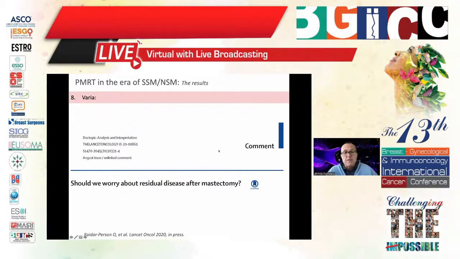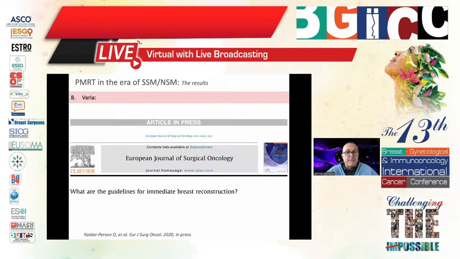This is a comment. Should we worry about residual disease after mastectomy? Yes, we should. We have a lot of experience in patients who were not ideal candidates for mastectomy with immediate breast reconstruction, who were omitted radiation therapy, and who had awful recurrences 1-2 years after finishing adjuvant chemotherapy.